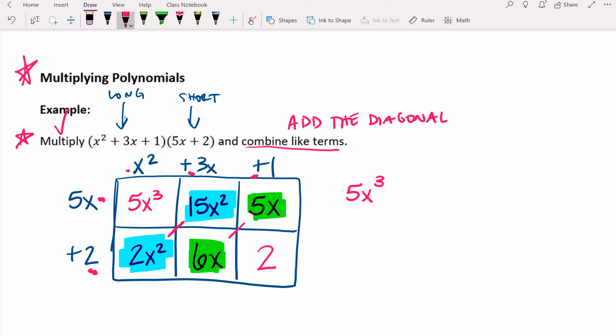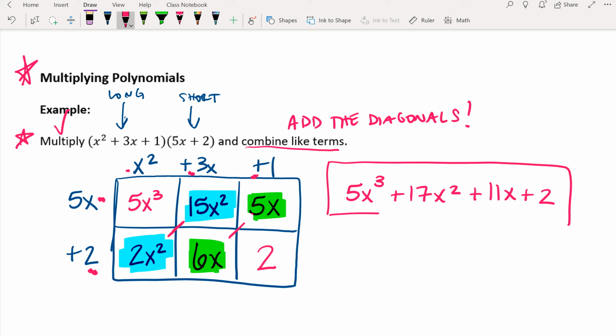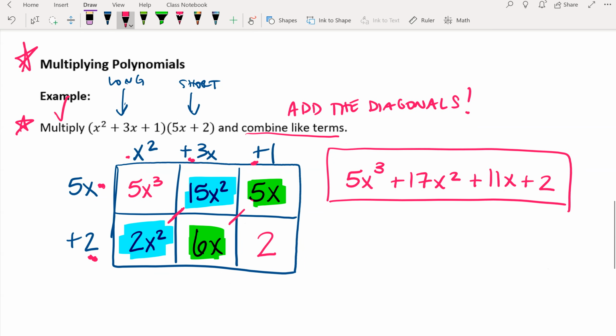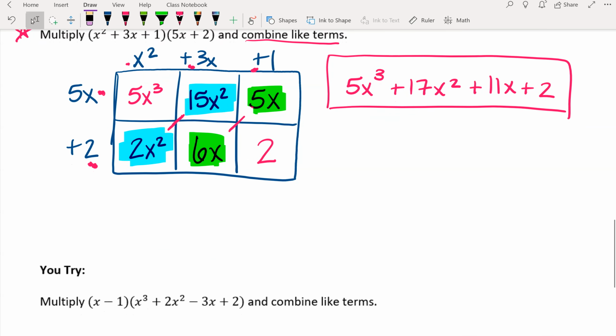You can write a note if you weren't sure what to do. Add the diagonal. So 15 plus 2 gives us 17x squared. 6 plus 5 gives us plus 11x. And then the 2 is a loner, just like the 5x cubed, so it stays out on the side. And that is your answer. That is the answer to those two polynomials being multiplied.